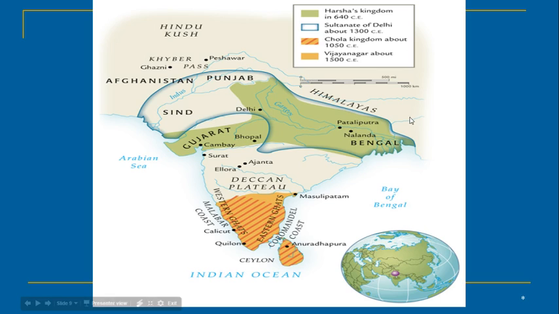All right, here we see a map of India. The green area is a kingdom that existed shortly after the Guptas, but we don't need to worry about them. The Chola Kingdom is in the south. There's another one called Vijayanagar, also in the south, but we don't need to worry about those either.